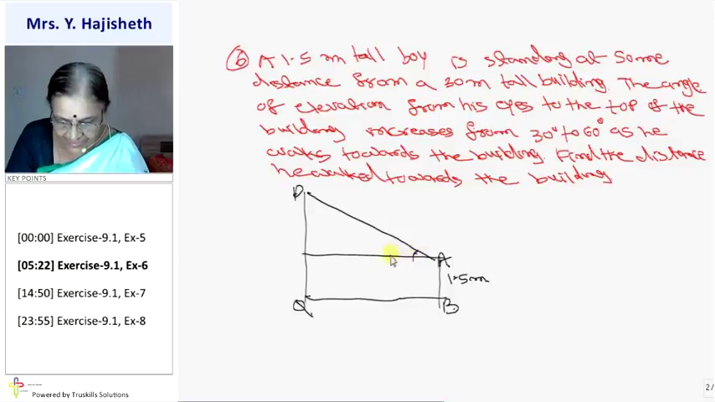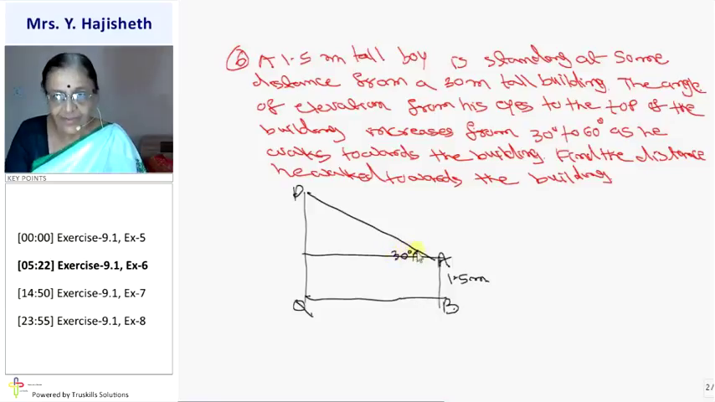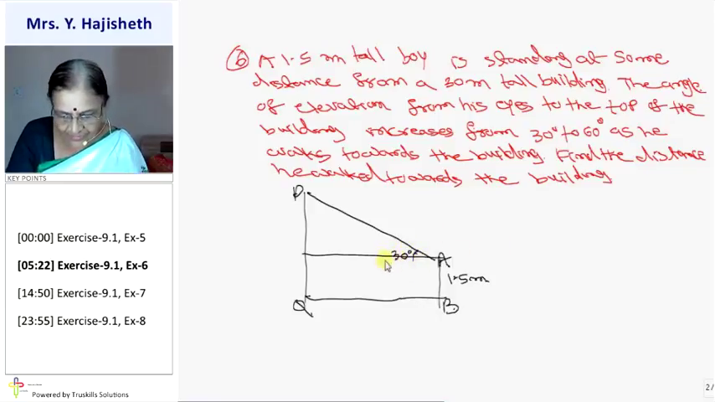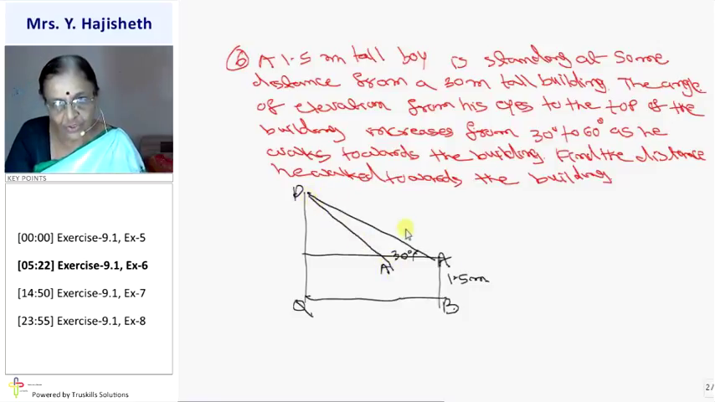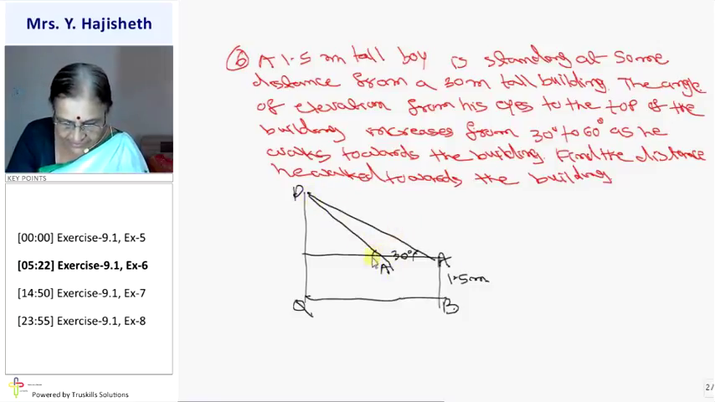This angle is given as 30. Now he walks towards the building. So now the new position is A dash. From A dash, his angle of elevation of the top of the building is 60 degree. Okay? Clear?